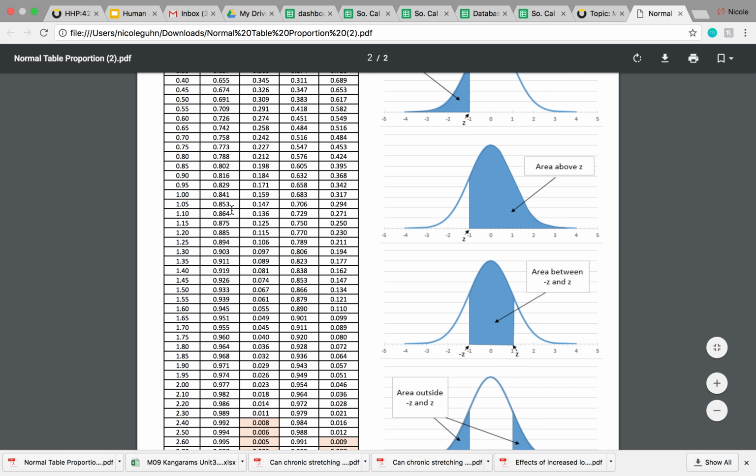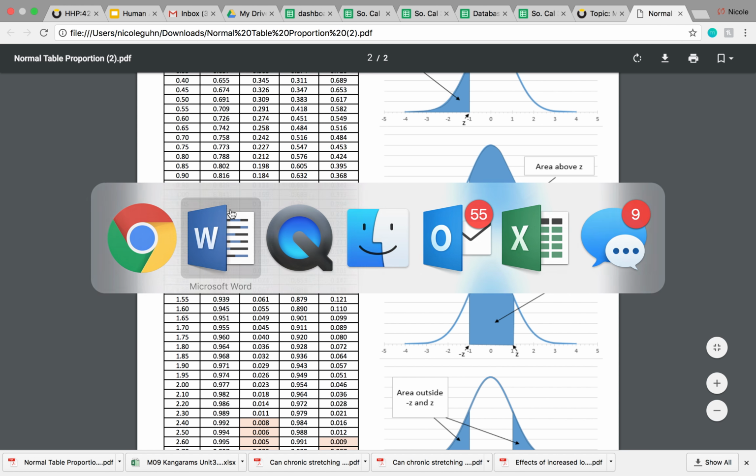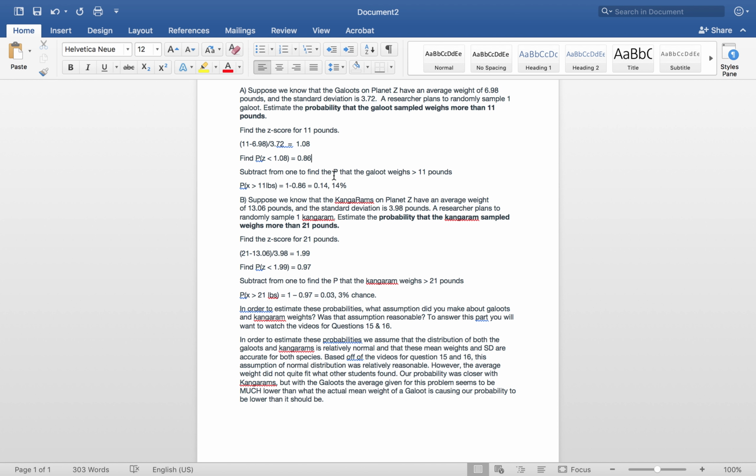1.08, which is about 0.86, so about 86% of the data will fall underneath that Z-score. And then we're going to subtract that from 1 to find the probability that the galoot weighs more than 11 pounds. So 1 minus 0.86 is 0.14, or 14%.